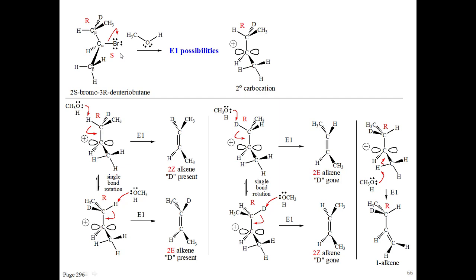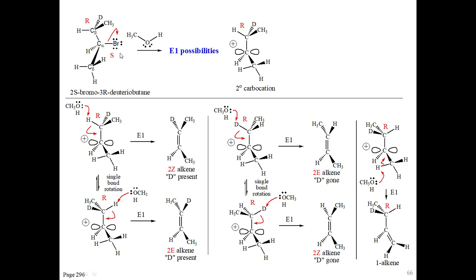If instead I rotate the deuterium parallel to the p orbital lobe, I could do it on the left side, I could do it on the right side, and I get the same two alkenes, but now no deuterium. So here I have the same two alkenes with the deuterium. Here I have the same two alkenes without the deuterium, just by rotating this bond around. So I'm not doing anything real tricky. I'm just being very systematic and understanding how the reaction works.